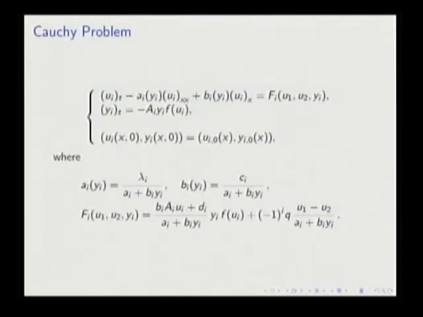Now we will show you the results about the Cauchy problem of that model. We put the system in this form. Okay. In this form. And we would like to know if this Cauchy problem has a solution or not.